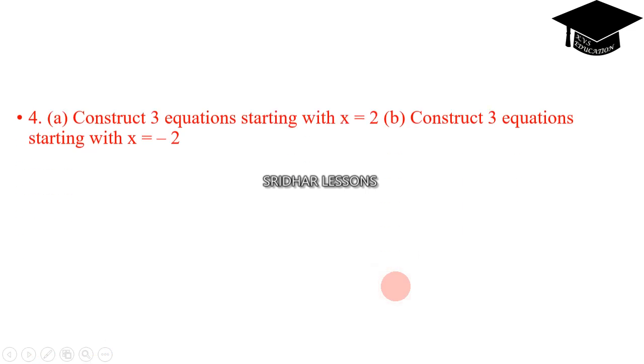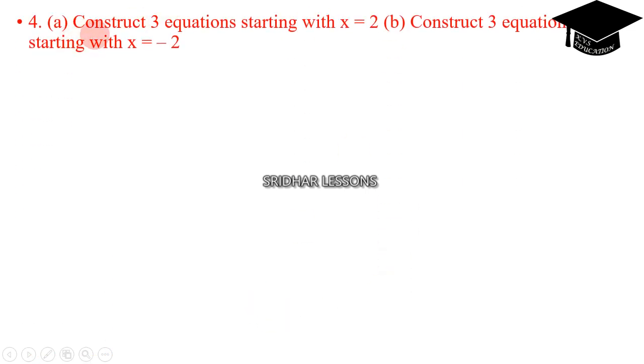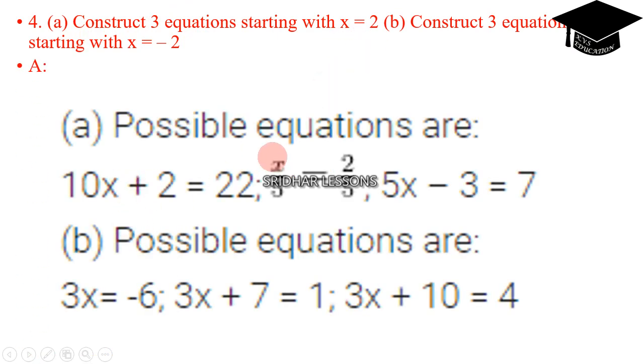Next, question number 4. Construct three equations starting with x is equals to 2. The possible equations are 10x plus 2 is equals to 22. Okay, that means x by 5 is equals to 2 by 5. Next, 5x minus 3 is equals to 7.